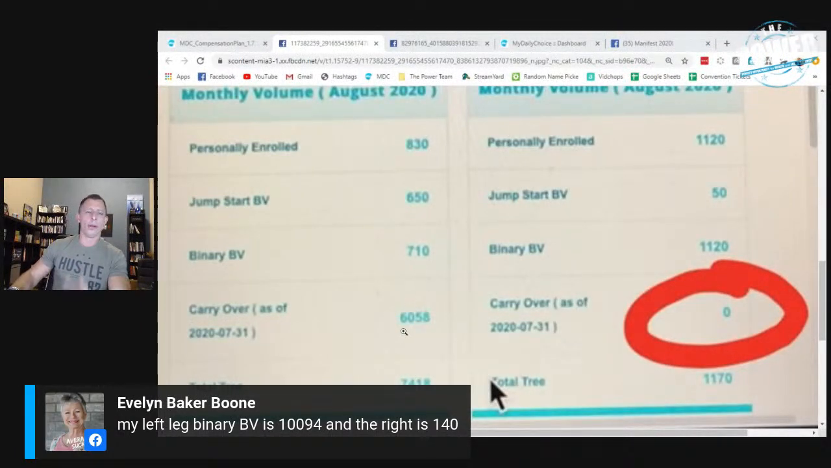What we were talking about earlier in the example that I gave everyone, just to make sure we're clear, I was referring to the fact that the number she gave me was her carryover volume. The carryover is what I'm talking about. If Evelyn is saying here that her left leg binary is 10,000 and the right is 140, then all you need is your right leg, where it says 140, to be 300. And then you'll have that part down.